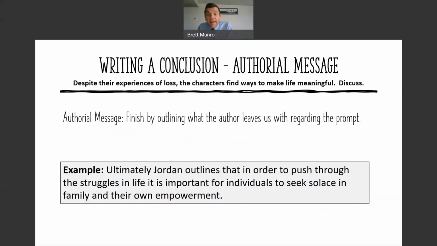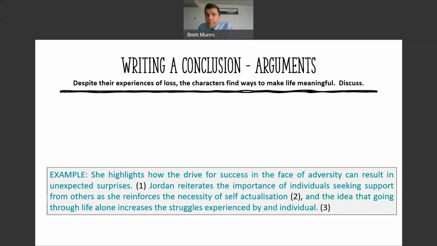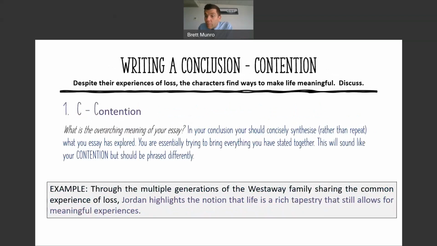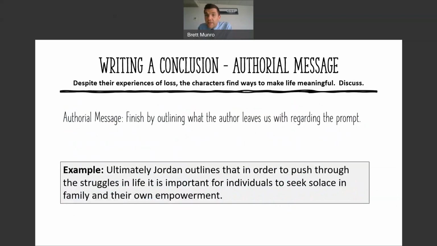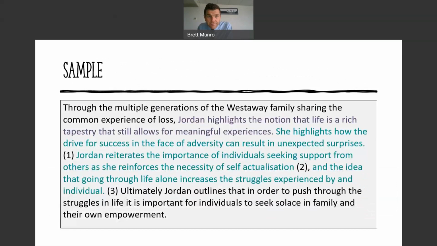From here, from outlining our ideas, we finish off with just the authorial message. This is essentially what the author leaves us with regarding the prompt. Now, ultimately, the two most important parts of your conclusion are your contention and your arguments. As long as you have those two components, you technically have a conclusion. And if you're in an absolute rush, you could probably get away with just one sentence that outlines your contention. But for a better essay and for achieving high marks, you want to make sure you are doing the contention, the arguments, and finishing off with an authorial message.